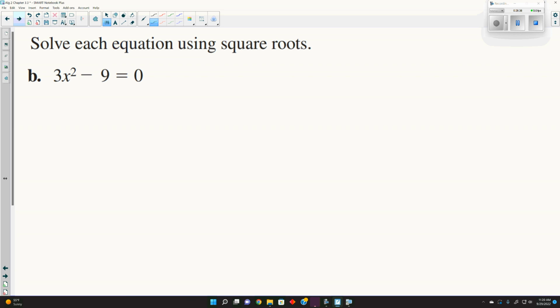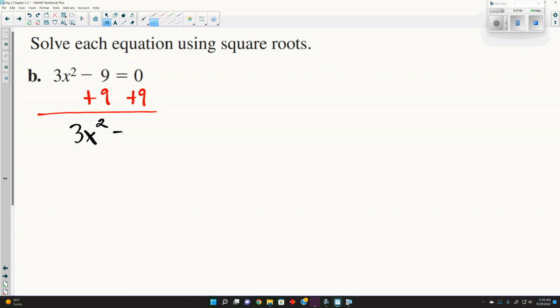3x squared minus 9. So we could try graphing it, but yes, we could use the square root method. The reason we can use it is, one, there's not a middle term. There's not an x term. So we can use the square root method. I would want to get addition or subtraction first. So I would want to add 9 first.